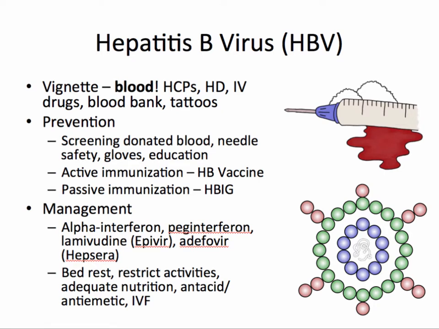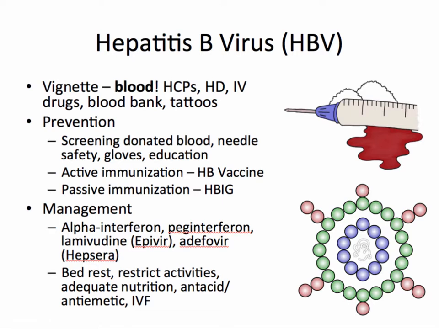Hepatitis B is transmitted through blood. The most common populations at risk include healthcare providers, those who work in hemodialysis, IV drug users, those who work in blood banks, and in unsanitary tattooing. Prevention of hepatitis B includes screening donated blood, needle safety, gloves, and education.